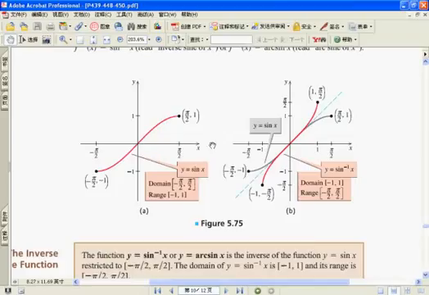Now, if we restrict this sine to the interval from negative half pi to half pi, then we get a graph like this. This time you can see this graph passes the horizontal line test. Any horizontal line crosses this graph at most one place. So the sine function restricted to negative half pi to half pi is a 1-to-1 function, and in this case it is invertible, so we can define its inverse function. Okay?